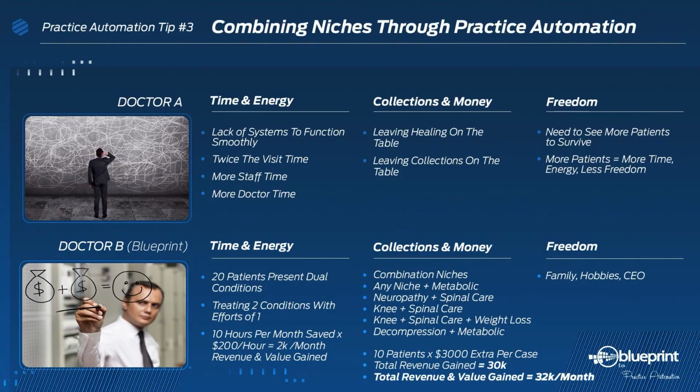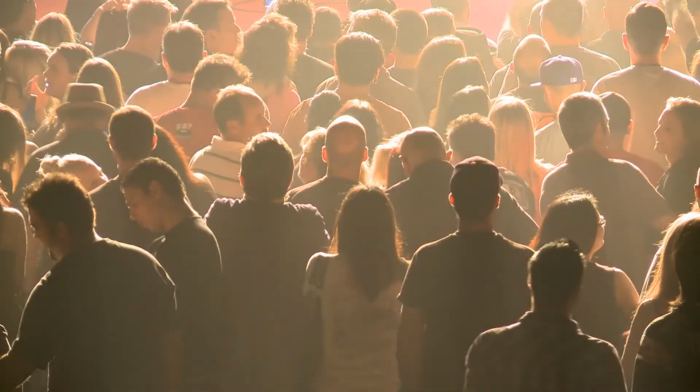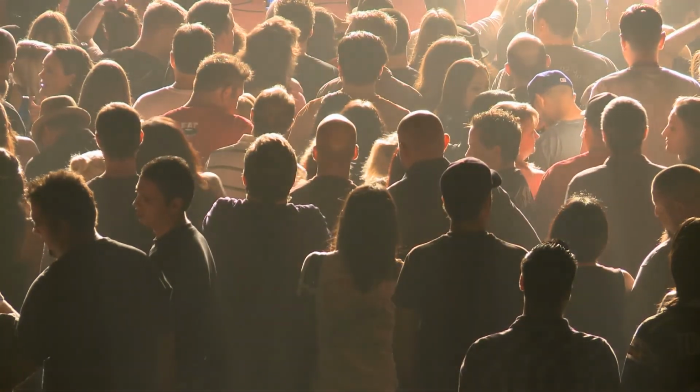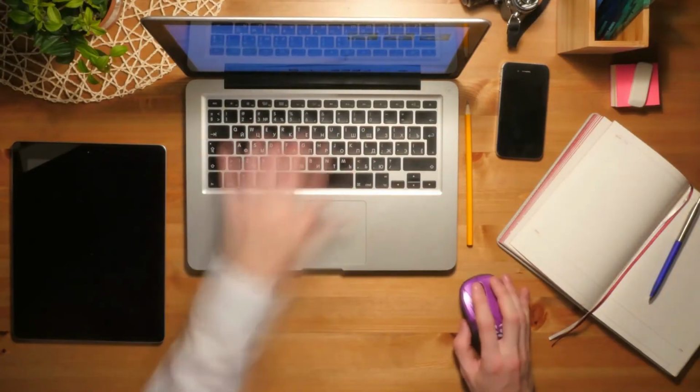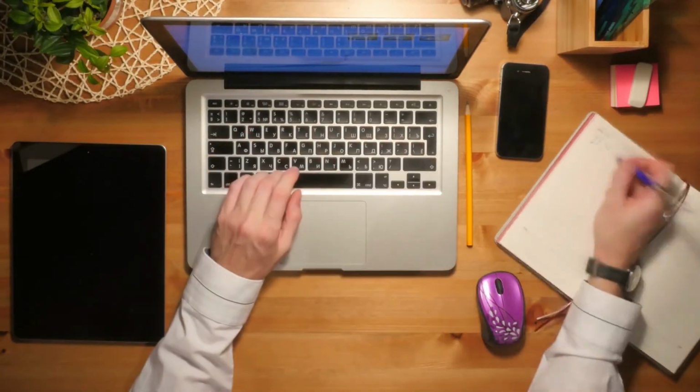So when we talk about the freedom standpoint on these, Dr. A just needs more patients to survive. His goal is to get more patients versus maximize the patient. He can't maximize the patient because he doesn't have the systems to do so. So he needs more patients, which means more time, more energy, and then just less freedom. Because the more patients he has to put into the antiquated analog system that he has, the less freedom it creates for him and his staff in his office.